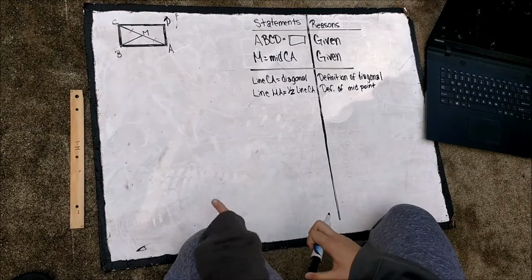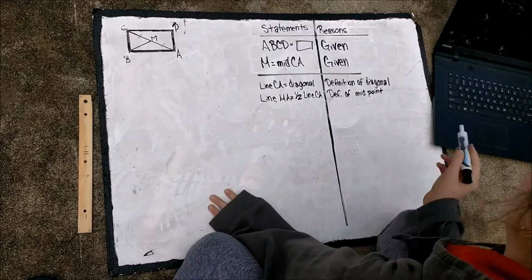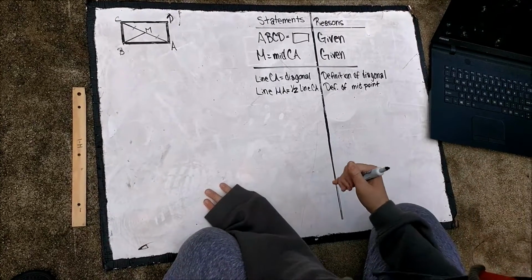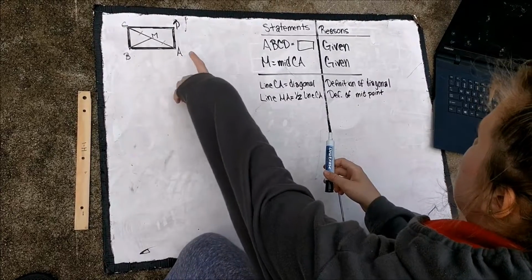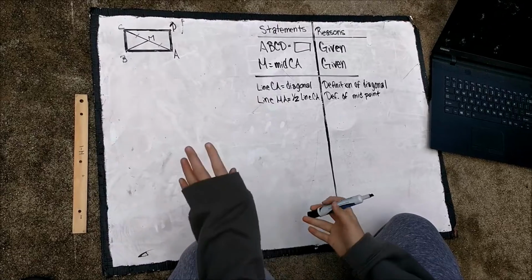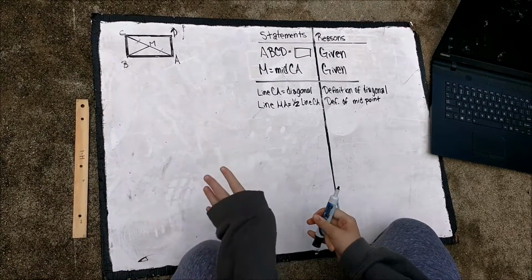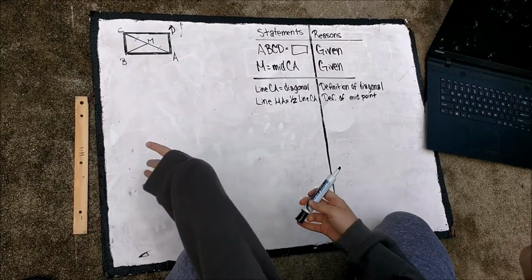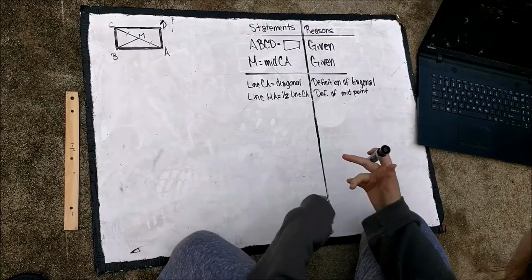And next we can prove that line BM is 1/2 of a diagonal because of the definition of diagonal and the property of a rectangle. So we can prove that it's a diagonal because line BD connects opposite corners, and the property of a rectangle is that diagonals bisect, and that M is the midpoint. So we know that line BM is 1/2 of line BD.